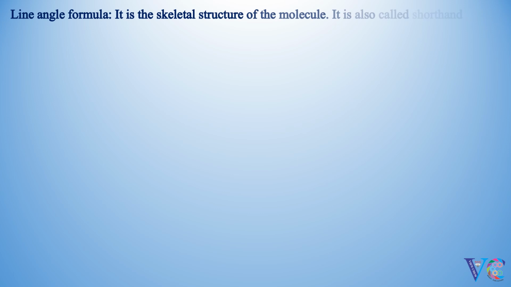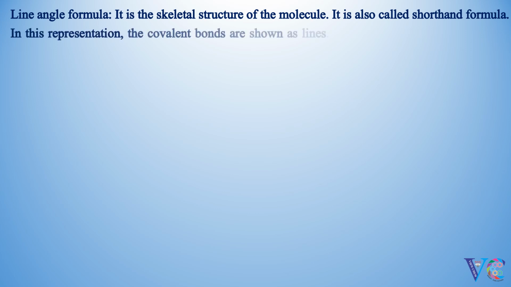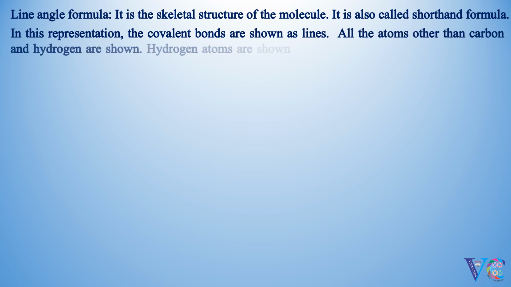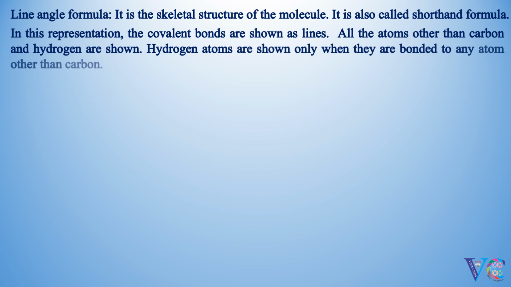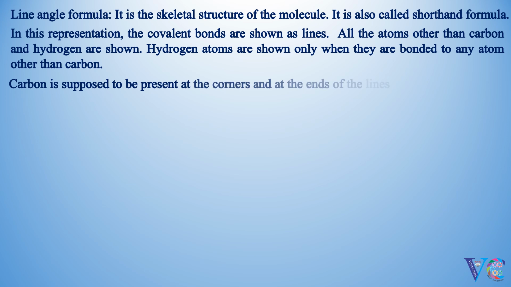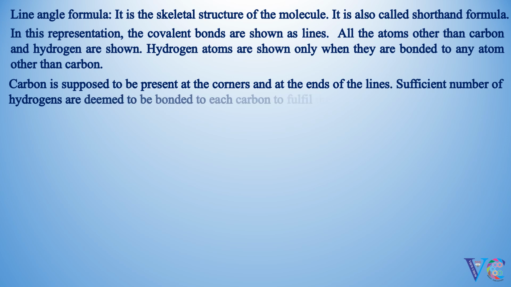Line angle formula: it is the skeletal structure of the molecule. It is also called as shorthand formula. In this representation, the covalent bonds are shown as lines. All the atoms, other than carbon and hydrogen, are shown. Hydrogen atoms are shown only when they are bonded to any atom other than carbon. Carbon is supposed to be present at the corners and at the ends of the lines. Sufficient number of hydrogens are deemed to be bonded to each carbon to fulfill the tetravalency of carbon.